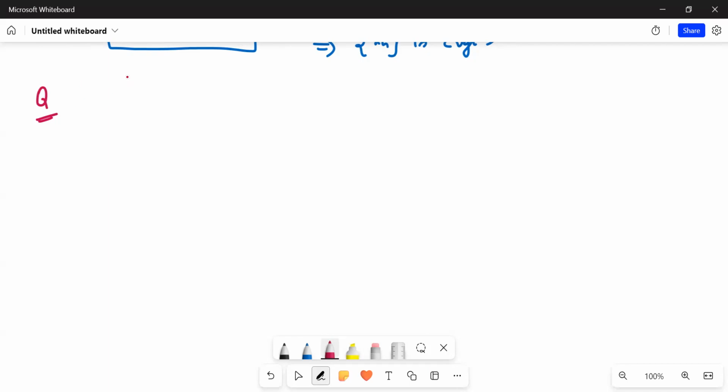What do you think about this sequence? An is equal to n upon 2 raised to power n. What do you think this sequence is? Is it monotone? If it is monotone, is it bounded? If it is bounded, is it convergent or is it not convergent?